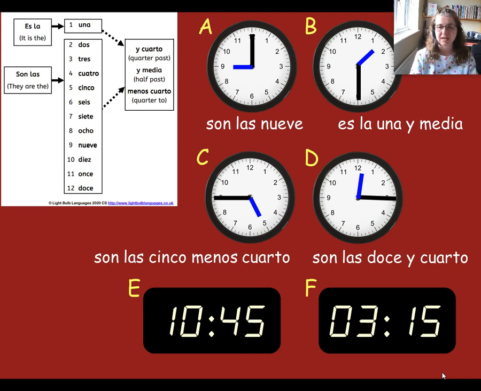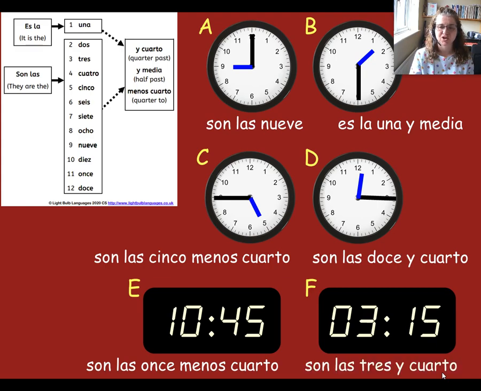Now, letter E, it's a digital time and it's a quarter to time. So I've got to be super careful with this. Think about how you would say it in English. 10:45 is quarter to 11. So we would need to say son las 11 menos cuarto. And letter F is quarter past 3. So we would need to say son las 3:15. How did you get on? Did you get some of those right? Fantastic.